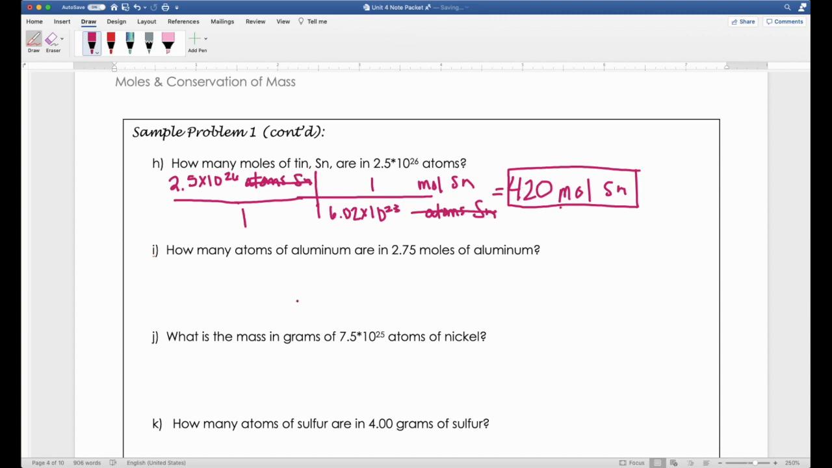Let's do one more for this video. How many atoms of aluminum are in 2.75 moles of aluminum? Again, one more time, set up the crosshair. Here we go. We'll bring a 1 down here as a placeholder. Moles of aluminum to individual atoms of aluminum.